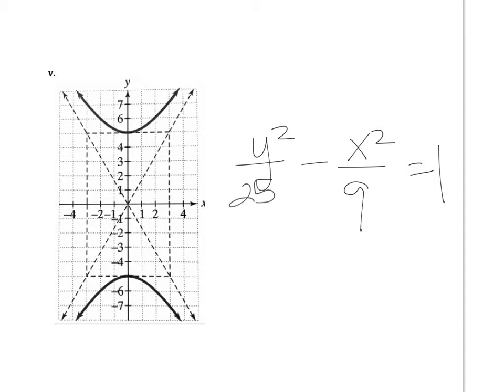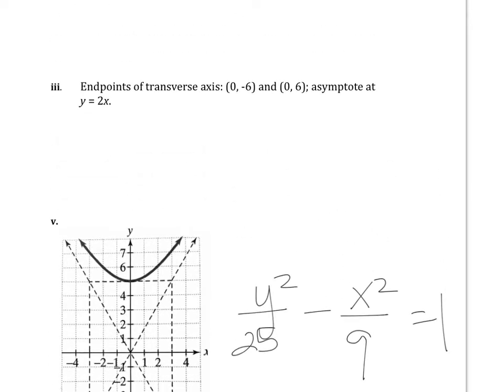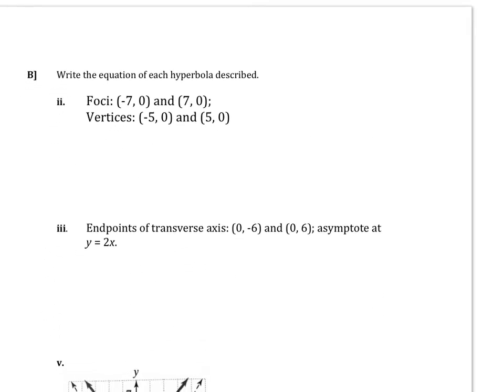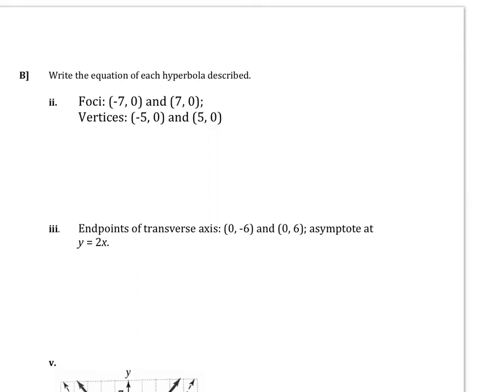Okay, so it is fairly easy to do from a graph as long as you have an understanding of where the parts of the graph come from. If we go back here, a little more challenging, but you kind of have to use what you know. And again, my suggestion would be to graph the information. So we're being told that we have vertices at -5 and 5.